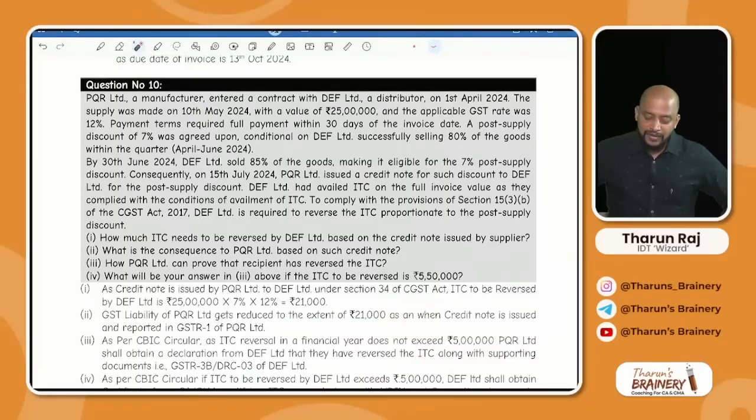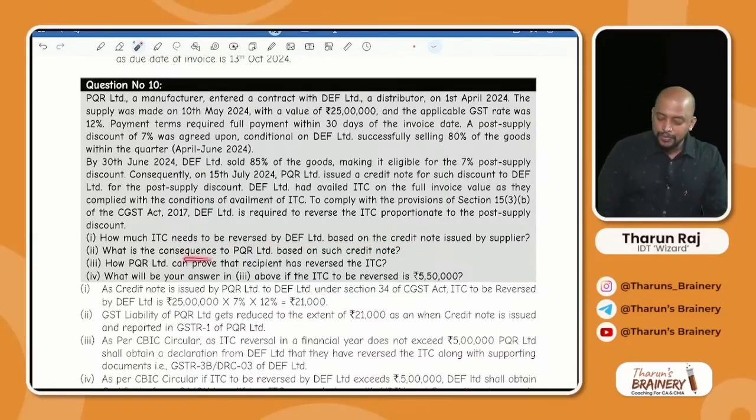25 lakhs. In the 25 lakhs, how much will be the discount that will be given? 7%. So 25 lakhs into 7%. In that discount, what is the tax component? 12%. So 25 lakhs into 7% into 12%. How much does that come to? 21,000. So, to the extent of 21,000, ITC needs to be reversed by DF Limited.